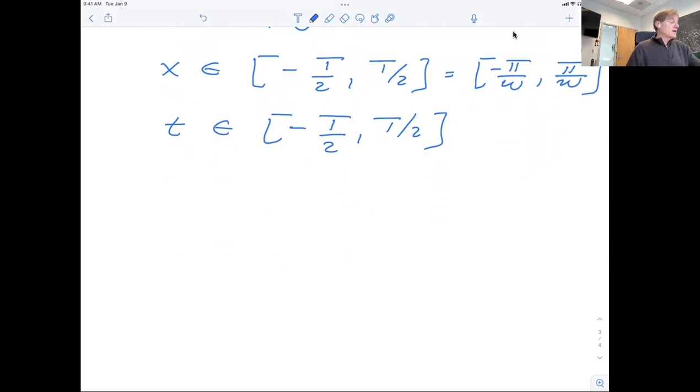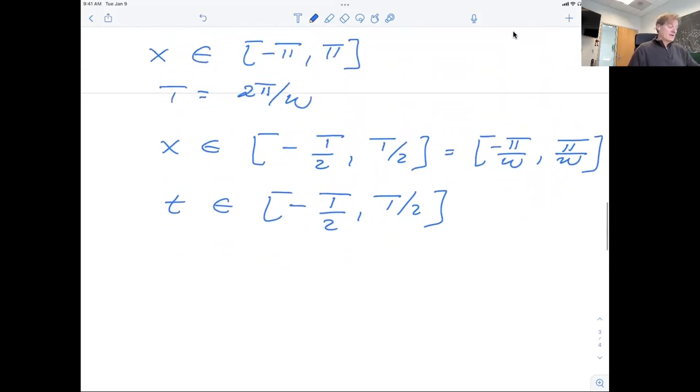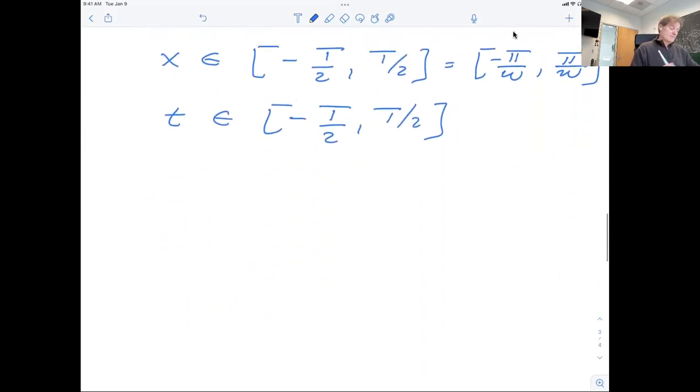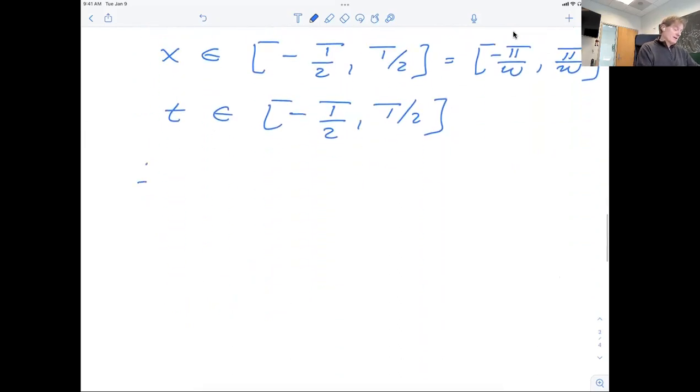Now, the question is, how do we find these coefficients a of n and b of n? So how do we find b of n and a of n?